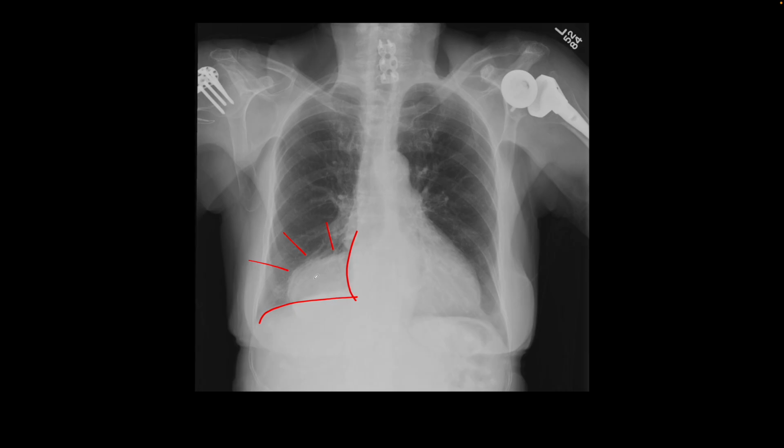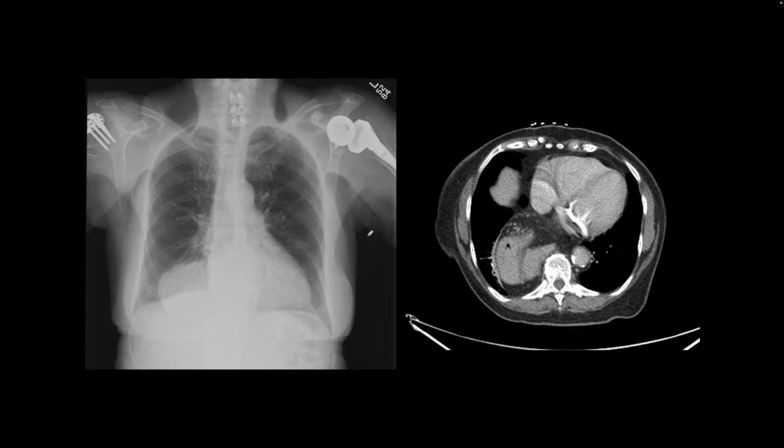So it's somewhere in between, and this is the CT besides the chest x-ray that we saw earlier, showing a large hiatal hernia in the right lower chest. That was the cause of that opacity on the chest x-ray.